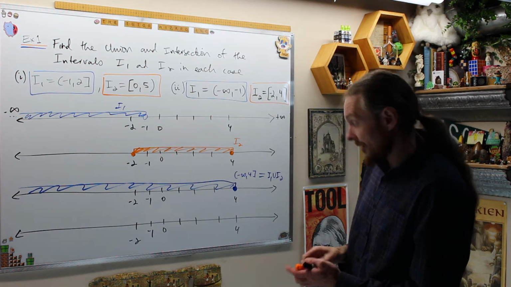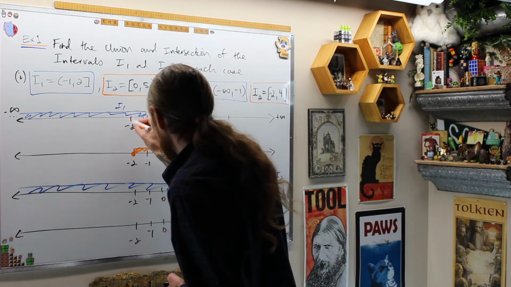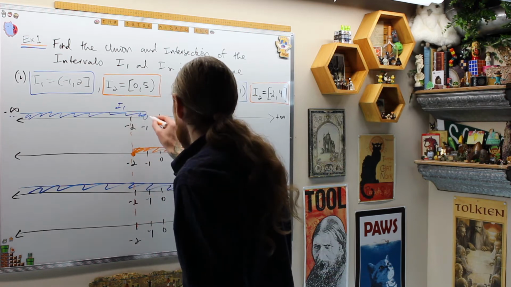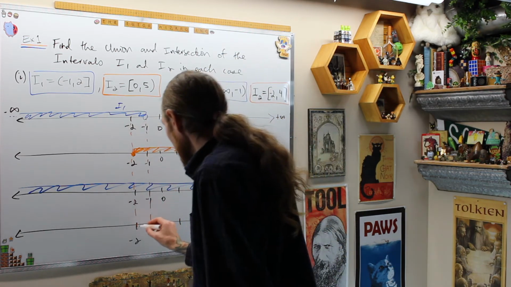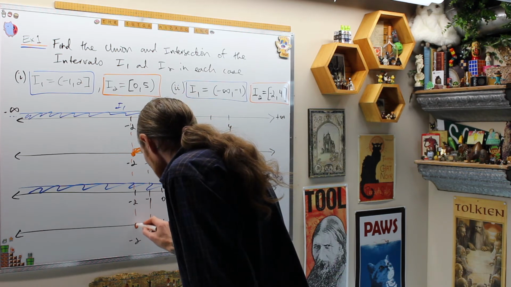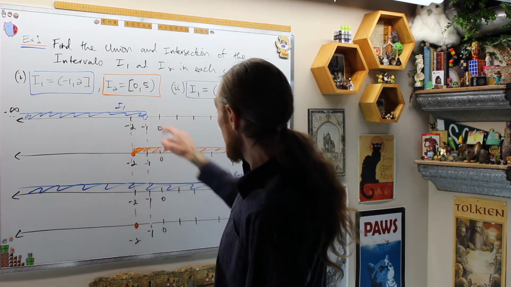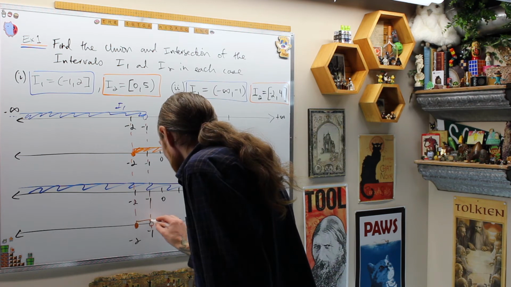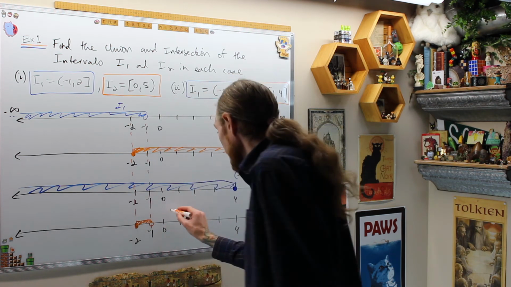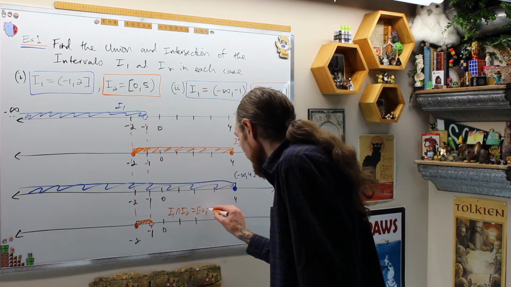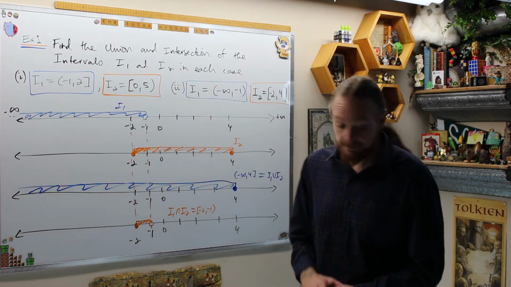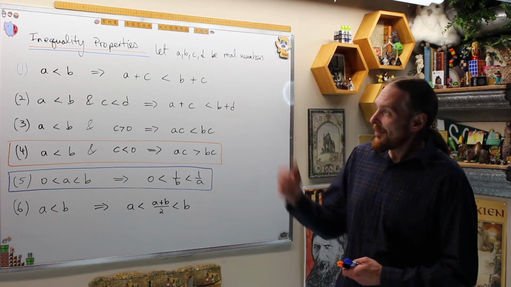For their intersection, it's where they overlap. So where they overlap, it's going to be -2, and then -1 is not in this one, so we have to use open circle. So this is their intersection, so I1 intersect I2 this time is -2, -1 round bracket. Let's do more. All right, let's move to inequalities.